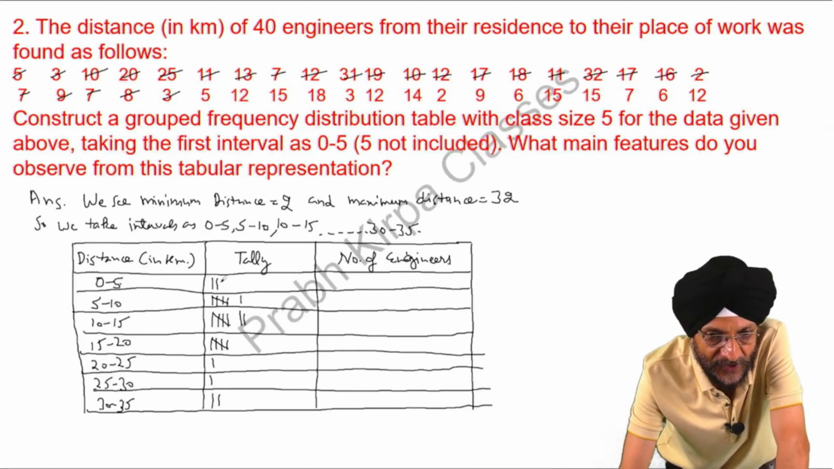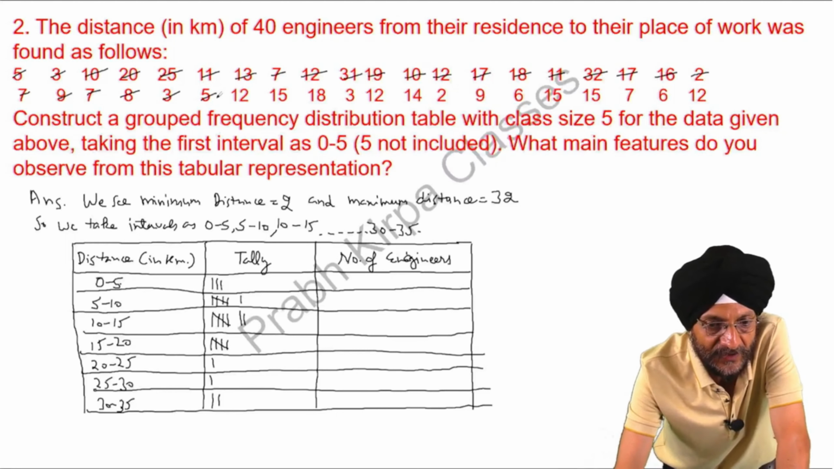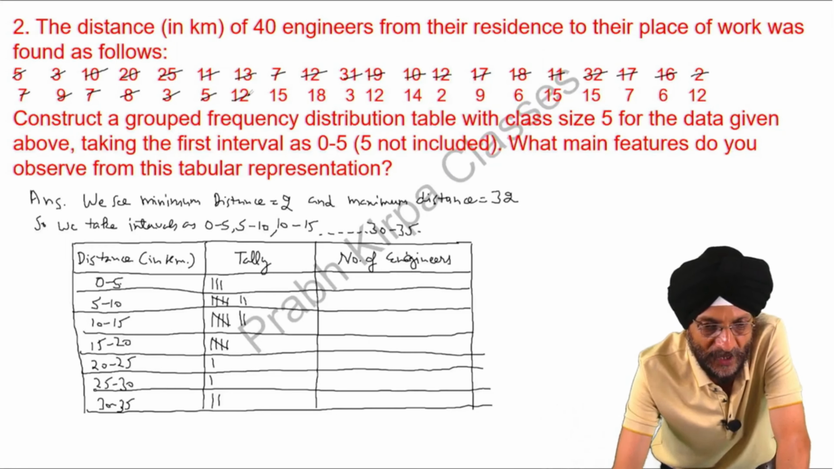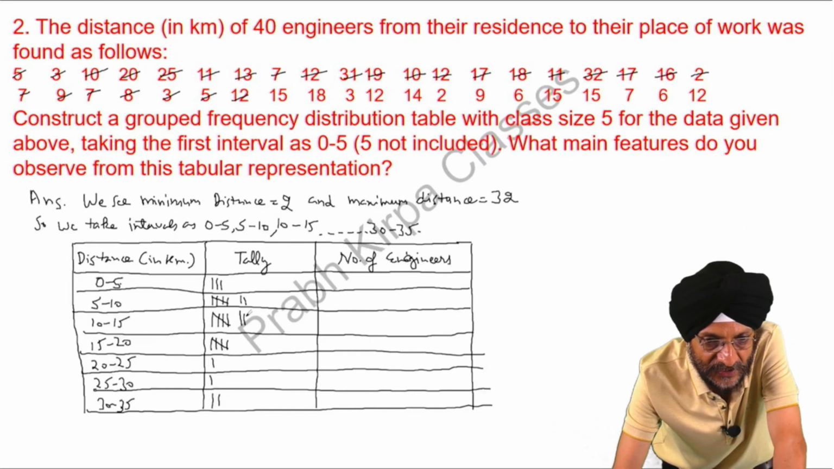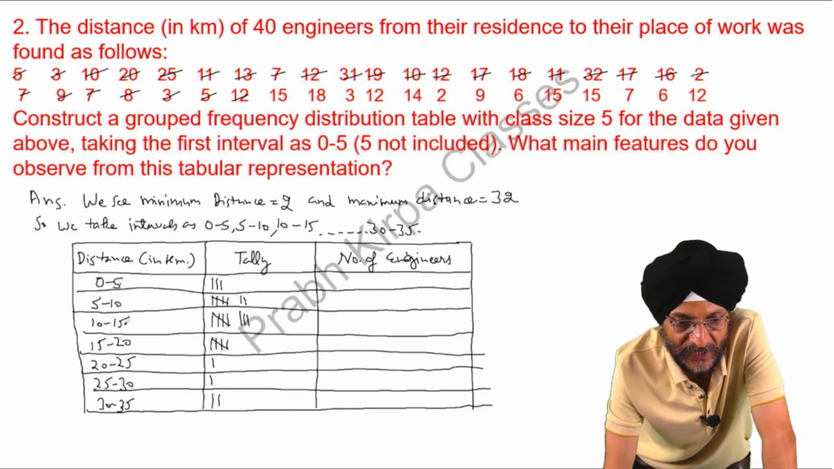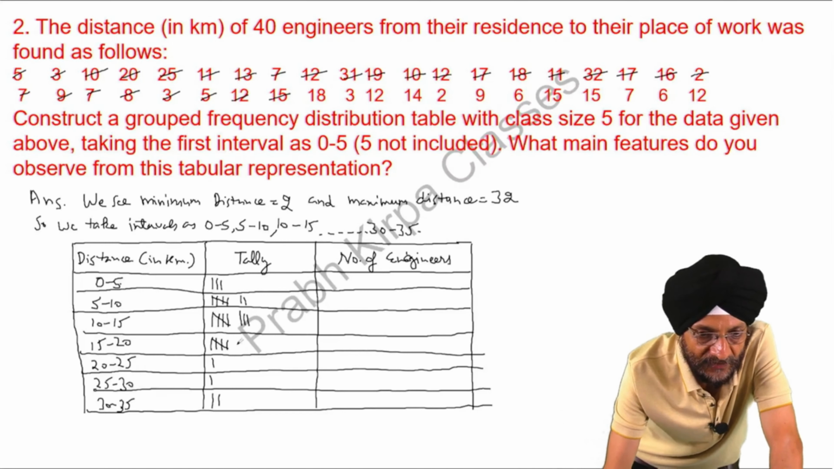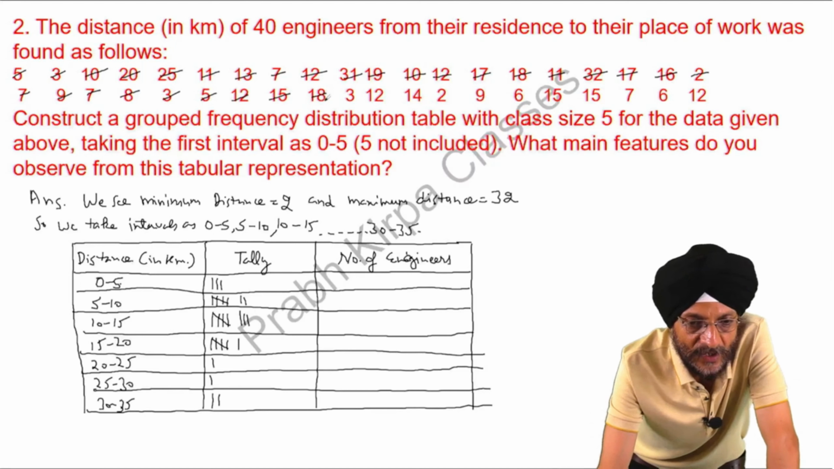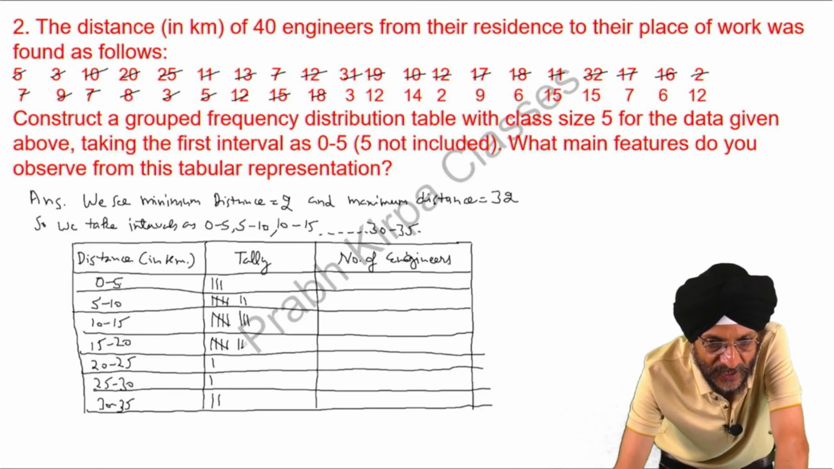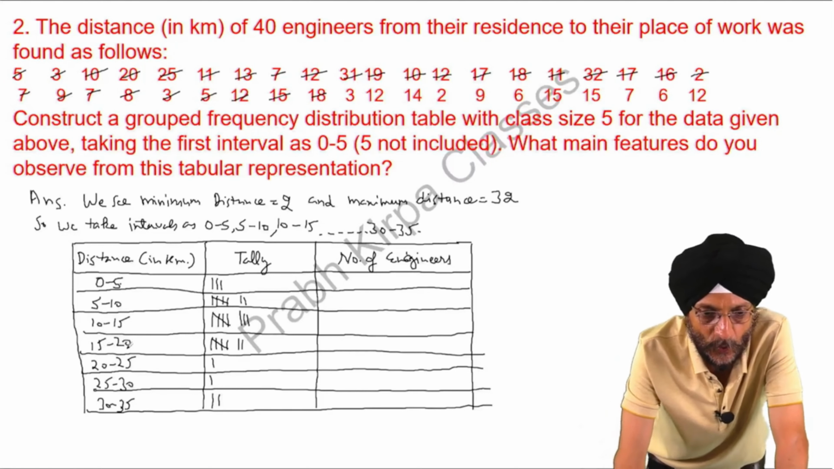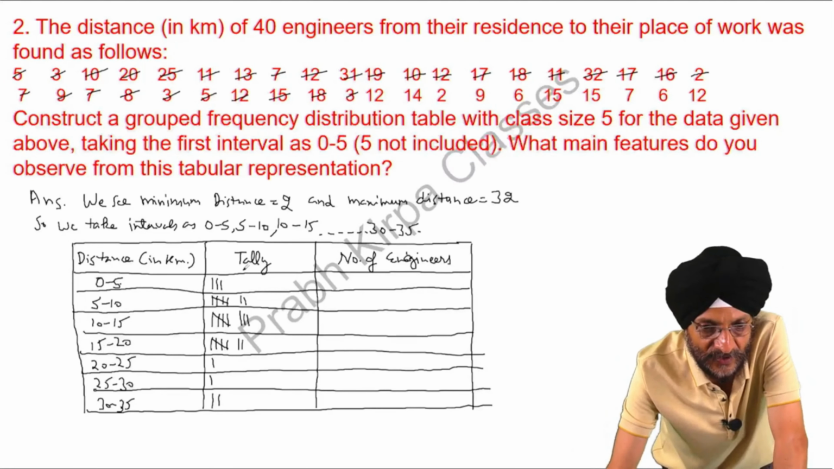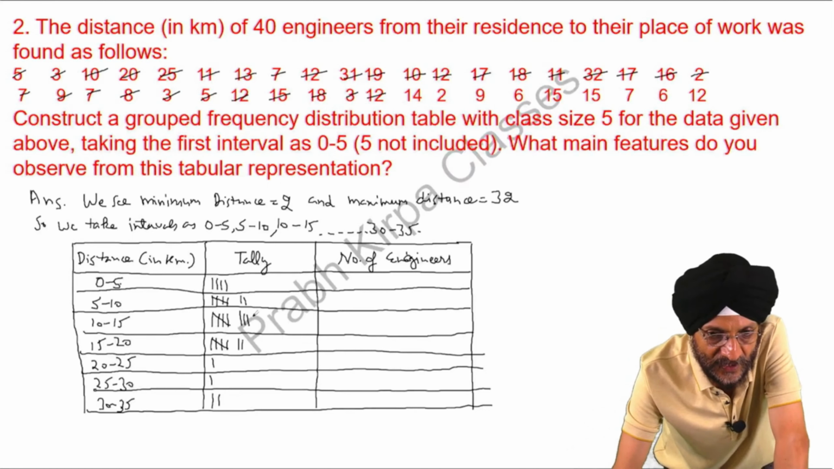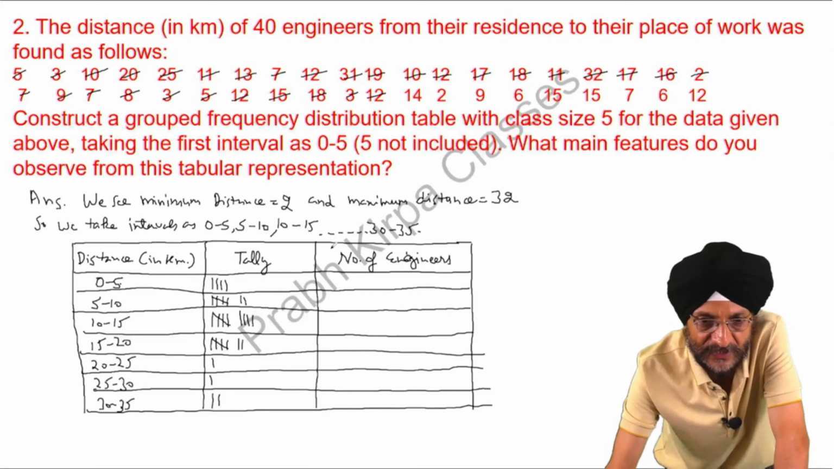3, it will be in the first class interval. 5, it will be in the second. 12, it will fall in the 10 to 15 range. 15, it will fall in the 15 to 20 range. 18, it will fall in the class interval 15 to 20. 3, this will be in the first, 0 to 5. 12, it will fall in the 10 to 15 range.